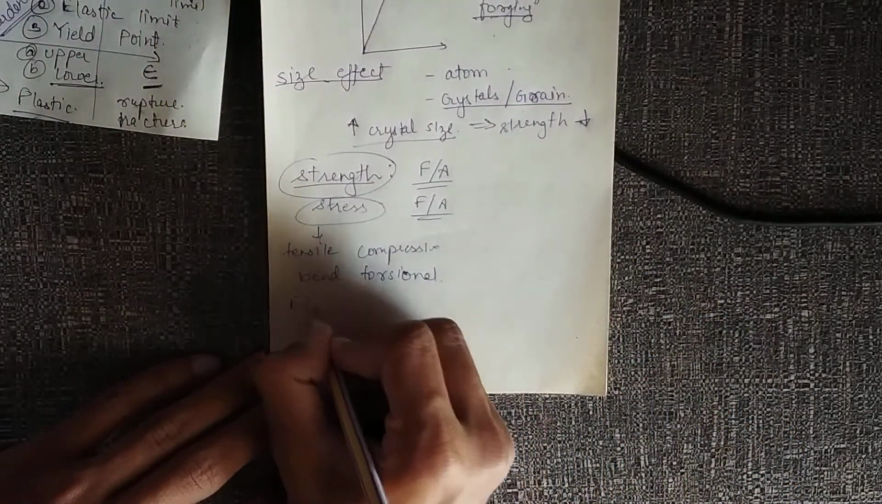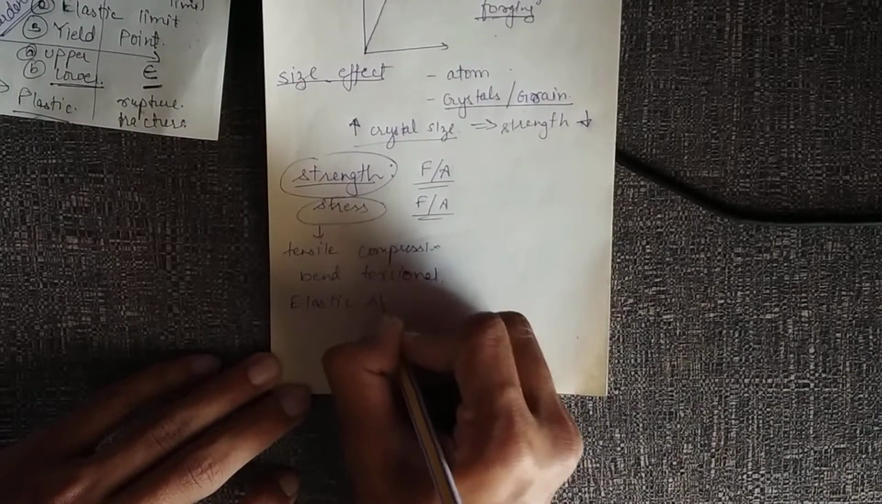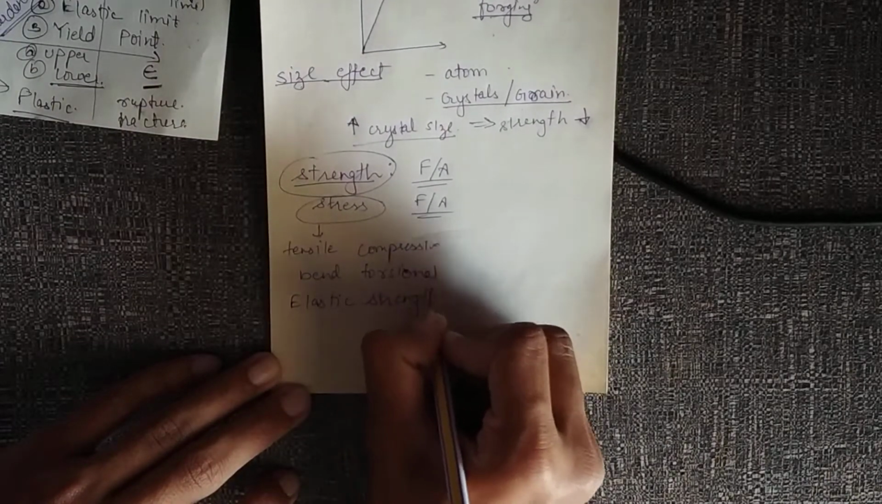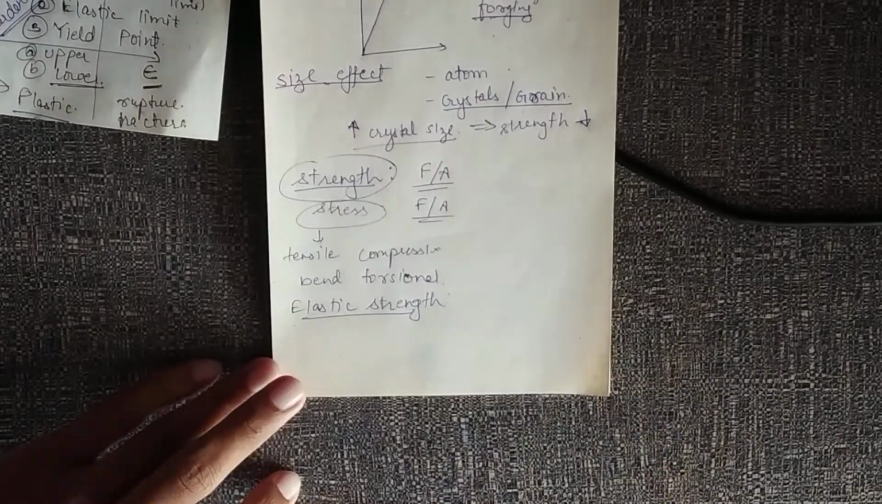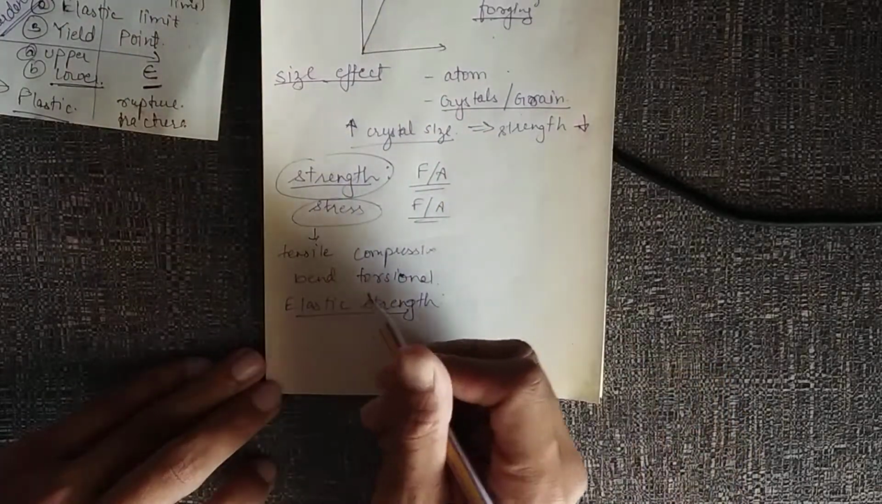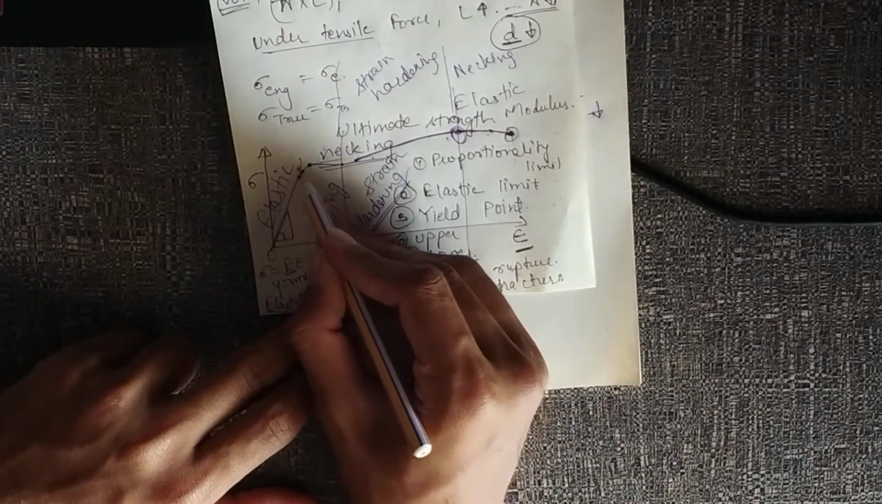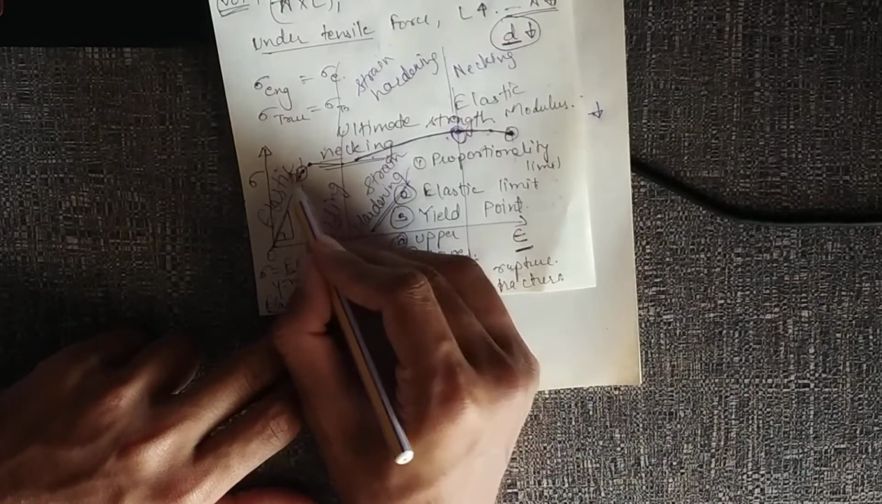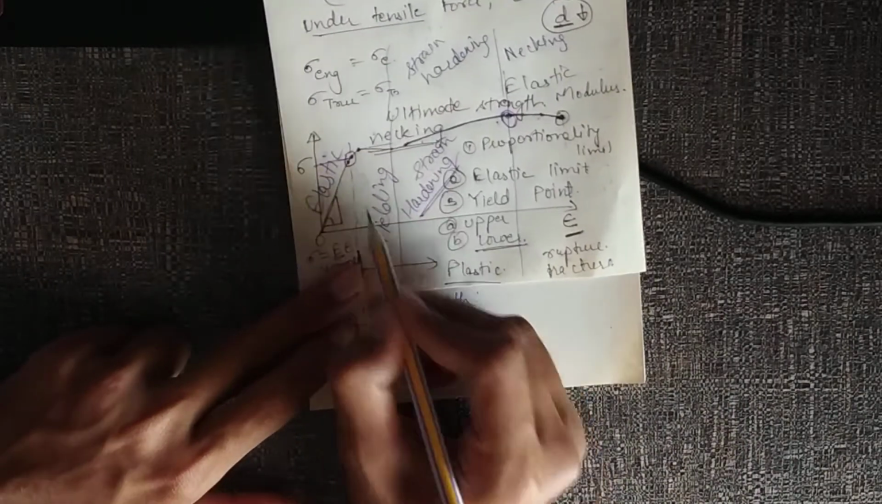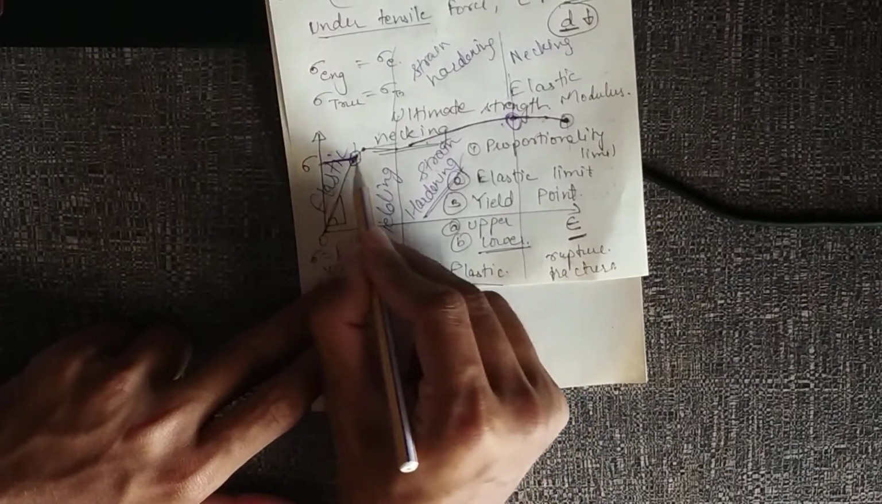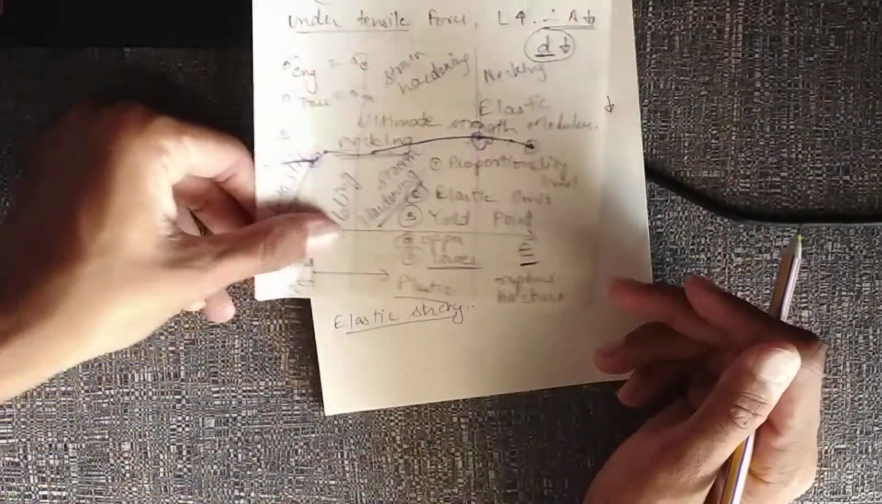We have different kinds of strengths. Elastic strength is the first thing. It is the value of strength corresponding to the transformation from elastic to plastic behavior. So this is the maximum strength till the elastic region, right? That is the elastic strength.